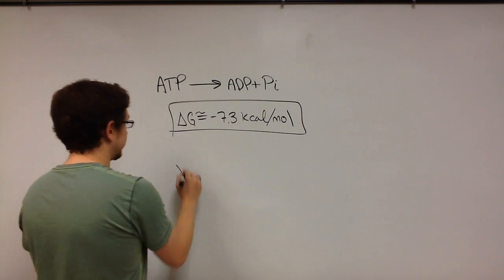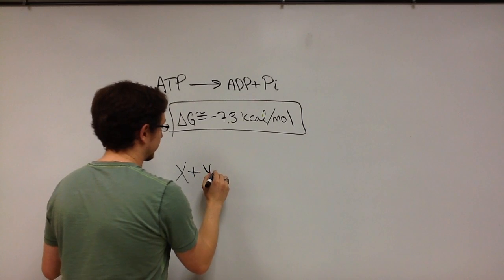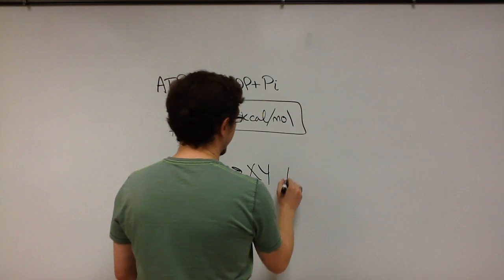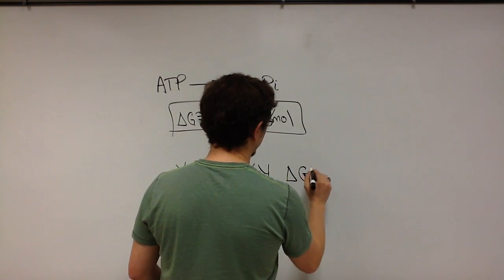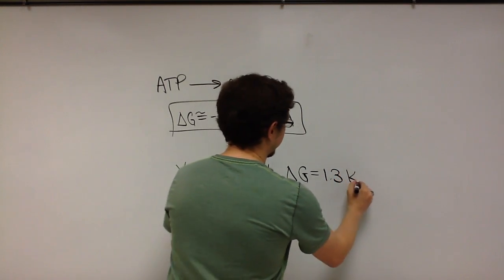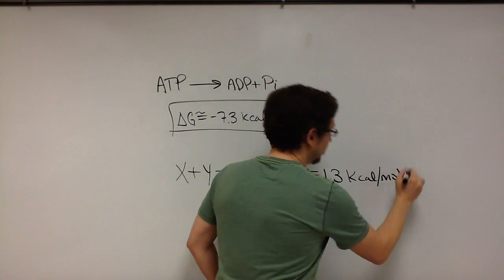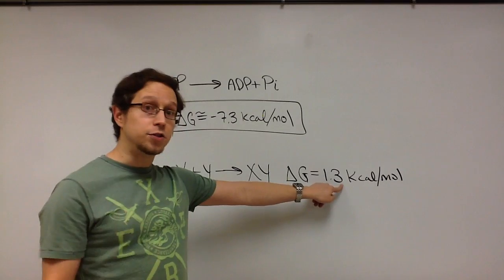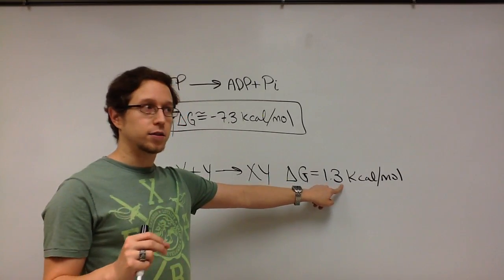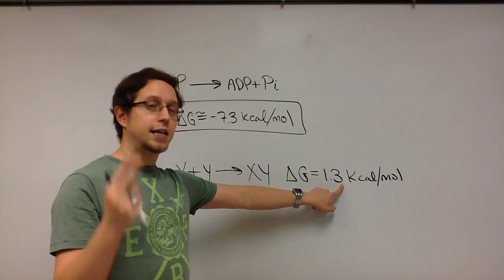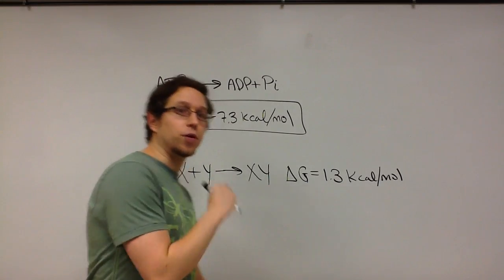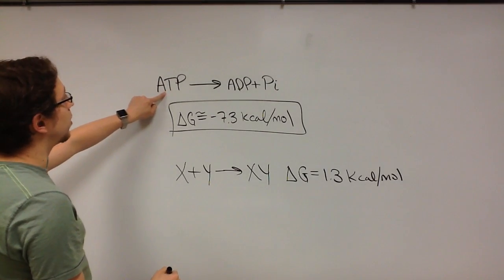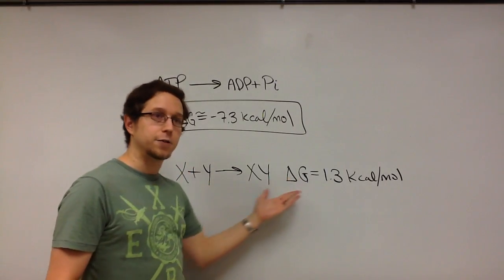So for example, if I had some arbitrary reaction where X plus Y yields some product XY, and it had a delta G equal to 1.3 kilocalories per mole, the first question is, how would we classify this reaction? Well, it's got a delta G greater than 0, so we would classify it as non-spontaneous and endergonic, meaning we would need to put energy in. And the question I might ask you is, how many molecules of ATP would we need to put in to fuel this reaction?